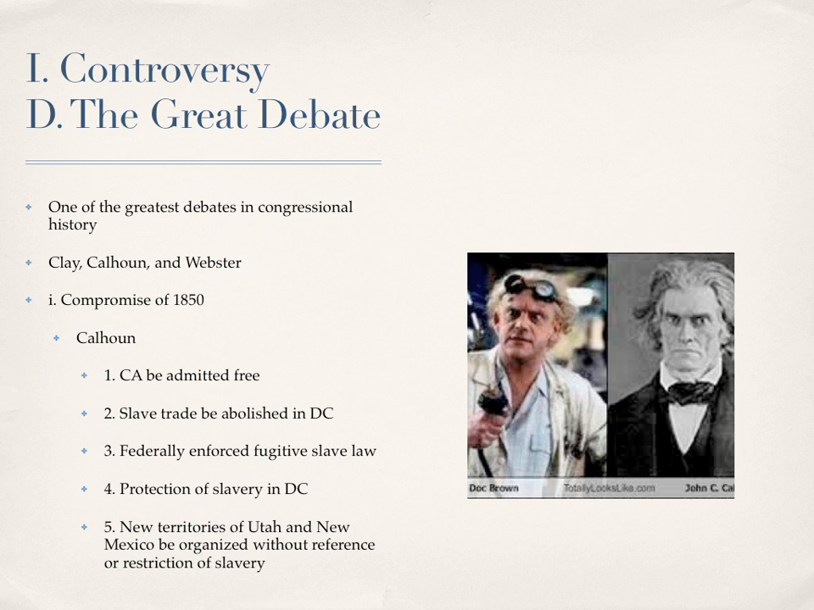And the fifth item there is that the new territories of Utah and New Mexico would be organized without reference or restriction to slavery. So we could organize a territory, and then later, we're pushing off the issues, really. But later on, the government could decide whether or not they would be slave or free states. And for the most part, people already know that places like Utah and New Mexico are not going to support a slave-driven economy. They're not going to support that type of agriculture.